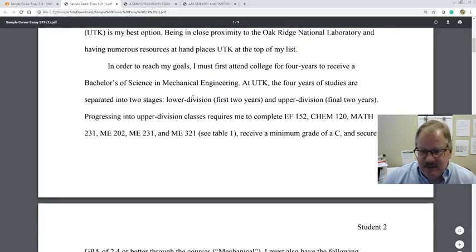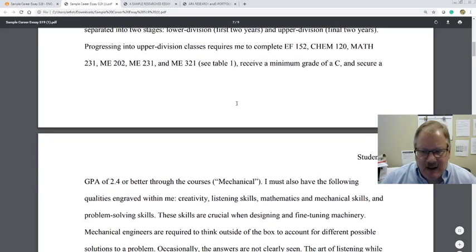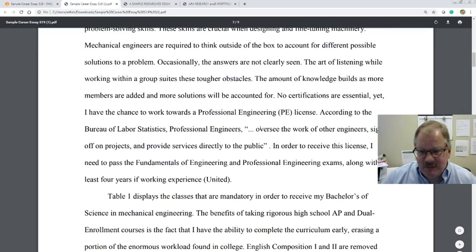Notice he's going to tell us what the job is. Then he's going to start getting into, what do I have to do to get there? He has to go to college. He's going to go to UK and get his Bachelor's of Science in Mechanical Engineering. And he's going to start talking about those requirements. Again, I'm not going to read this whole thing to you. But here's a short quote.